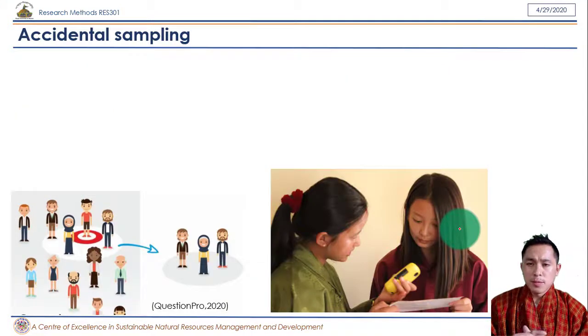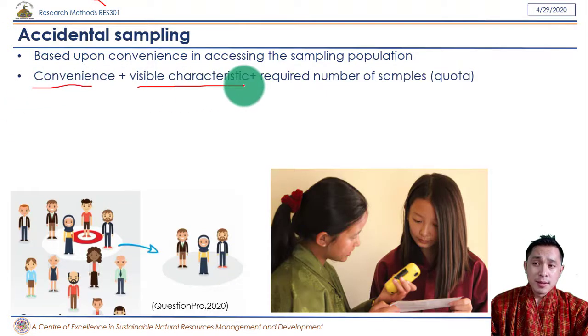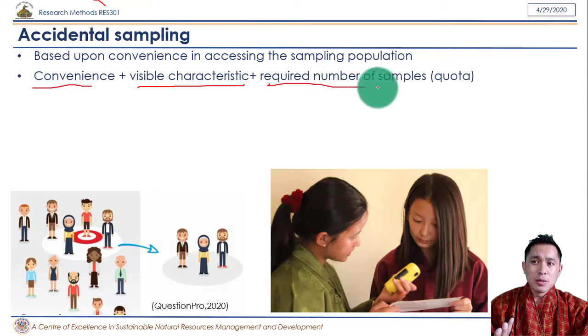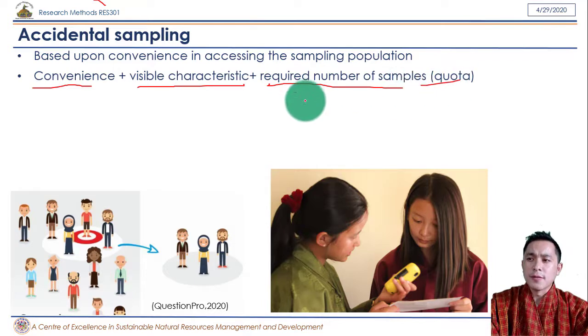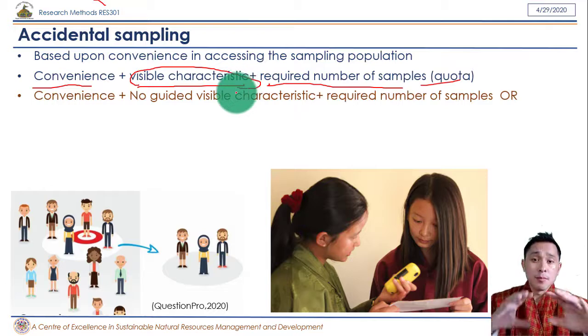The second one is called accidental sampling. It's exactly like quota sampling, except for the second part. In quota sampling you have convenience, place, and a visible characteristic like age or income that you want to study, and you do the required number of samples. That's called quota. But in the case of accidental sampling, you do not have the middle portion over here. You just have the broad topic.